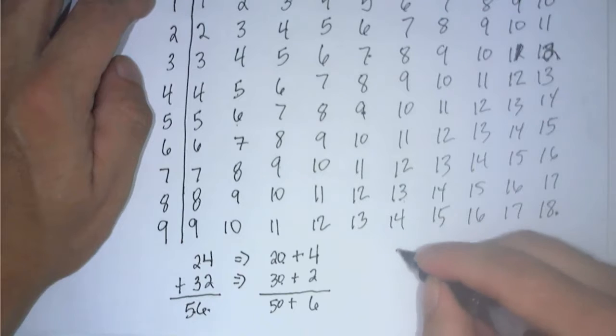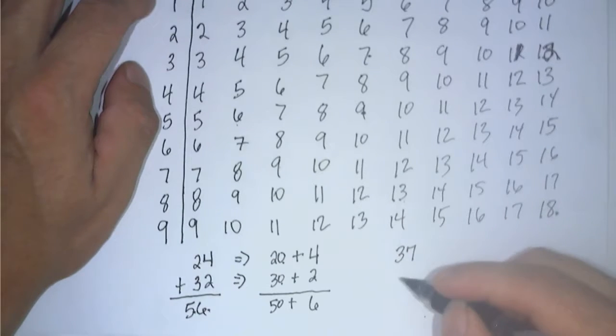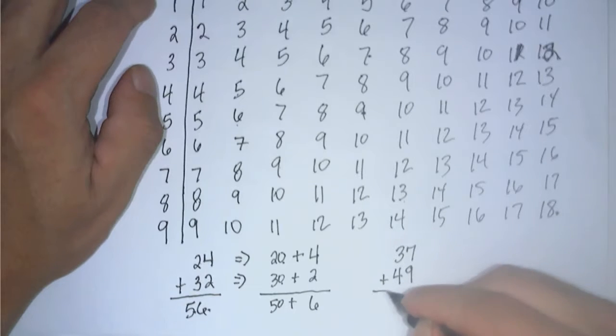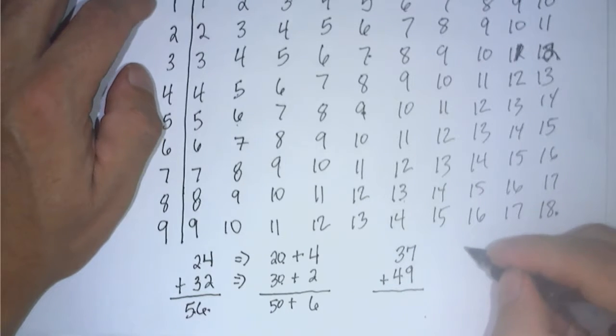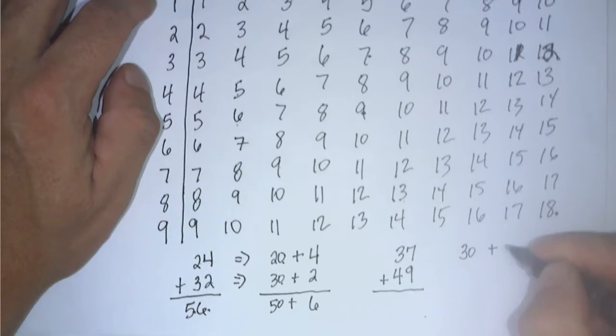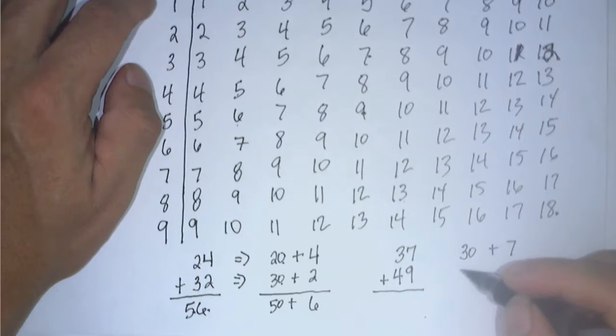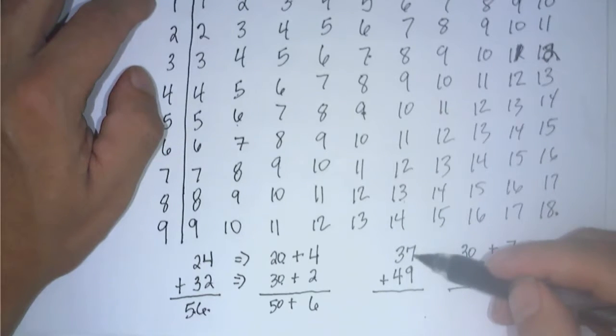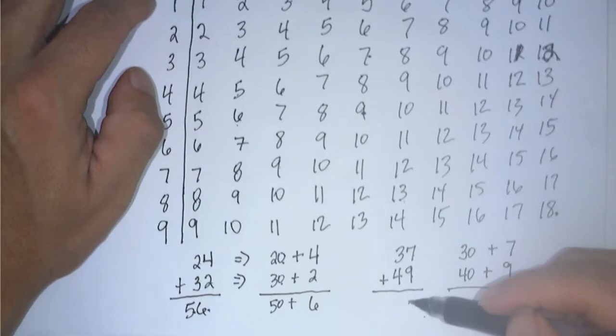Now, sometimes we have to do something called carrying. Let's explain how this works. Well, 37 is 30 plus 7, and 49 is 40 plus 9. Now let's see why we have to break this out. Because 7 plus 9 is 16, and there's only one place value here, room for one digit.